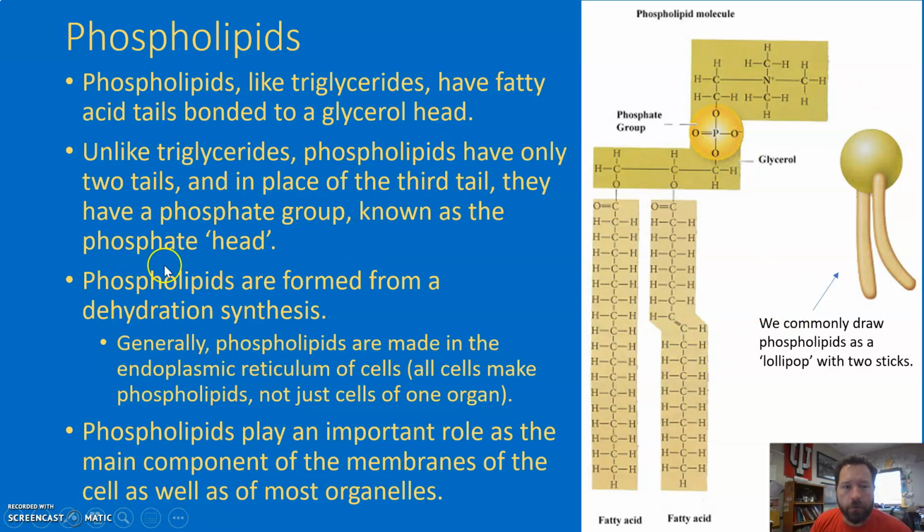Phospholipids also form through a dehydration synthesis. This is the fourth macromolecule we talked about, forming through dehydration synthesis. So hopefully that part is catching up with you. They're generally made in every single cell. They're very, very important to cells. They are the primary component in the cell membrane, which is the unit we'll start next.